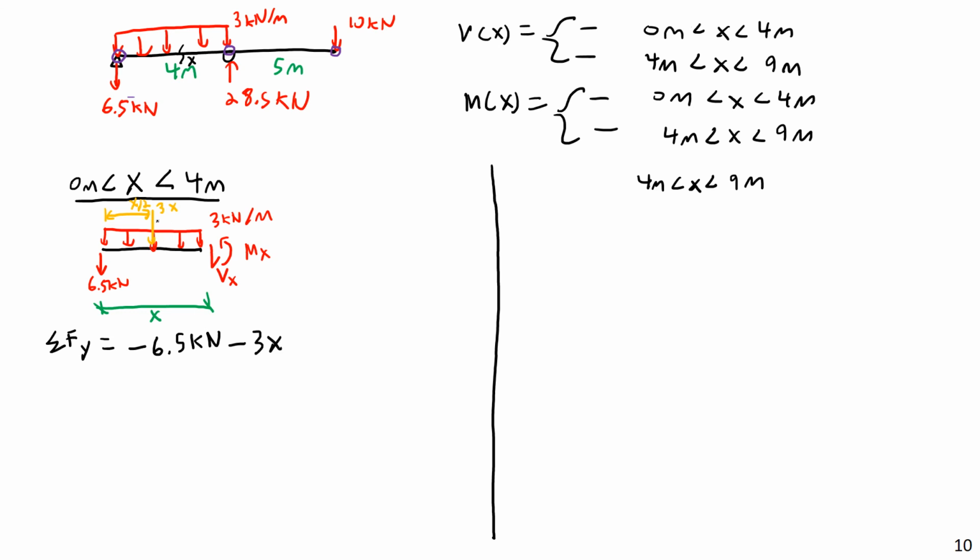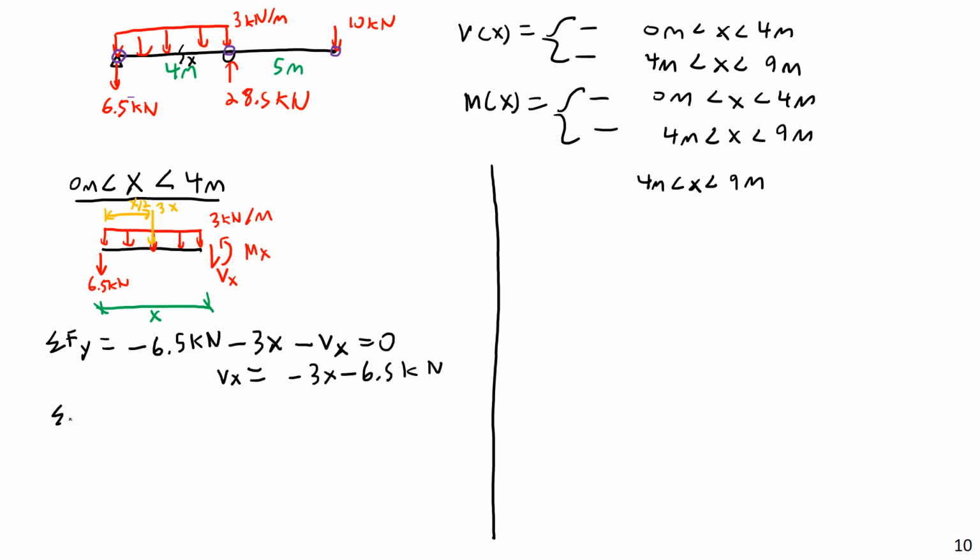Again, that is the magnitude of the equivalent point load of just this in terms of x. And then minus Vx. Minus some Vx. And this is then all equal to 0. So Vx, if I solve this, if I bring this over here, I can just say Vx, from x equals 0 to 4, is going to be equal to, if I bring this over here, it's positive, then I multiply by negative 1, it's negative again, negative 3x minus 6.5 kilonewtons.